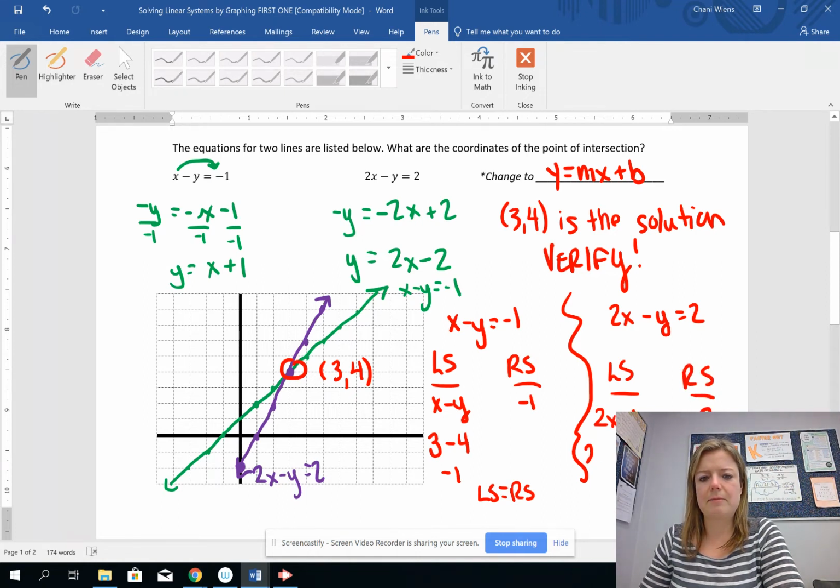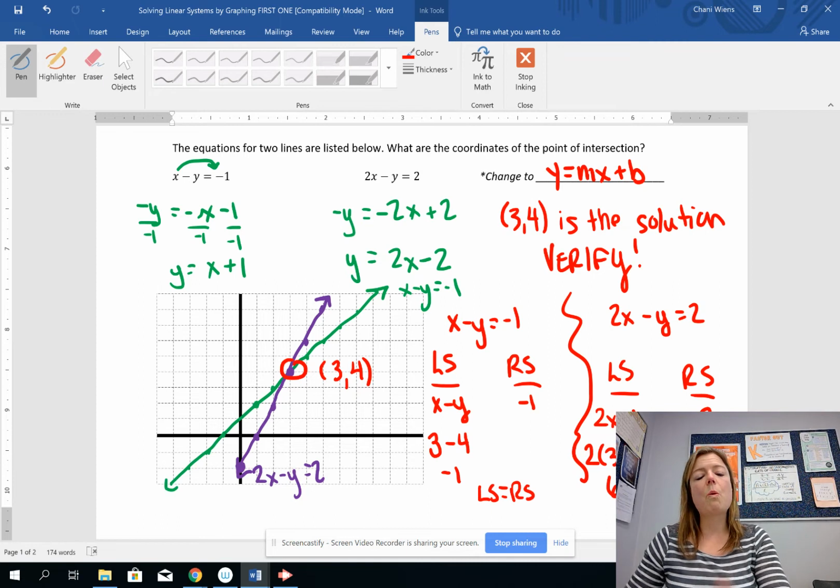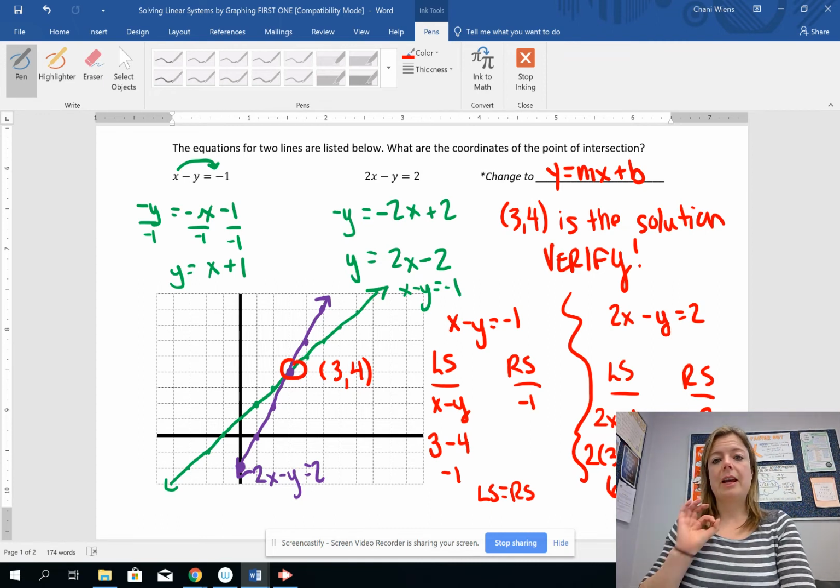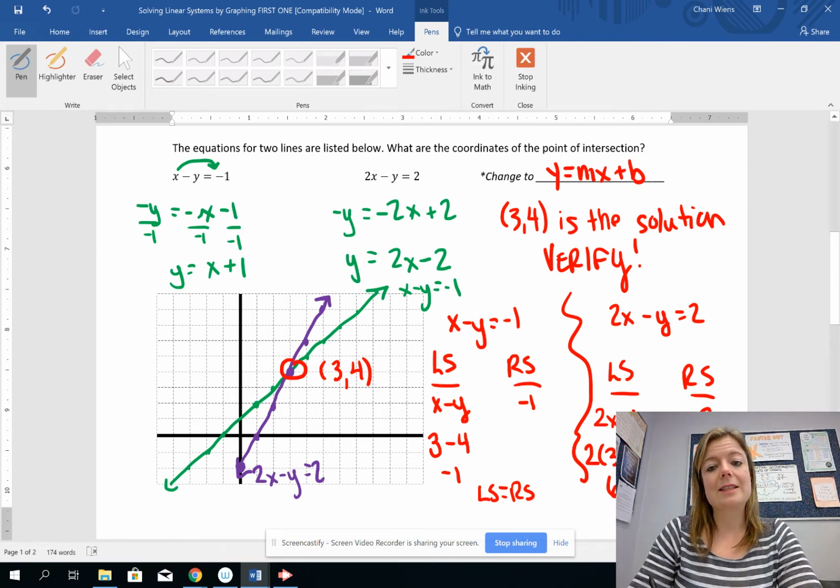So now I sub in my 3. So 2 times 3 minus 4 is 6 minus 4, which is 2. So my left side equals my right side. So the coordinate (3, 4) satisfies both equations. It works in both equations. So that's how I know that it is the solution to this linear system.